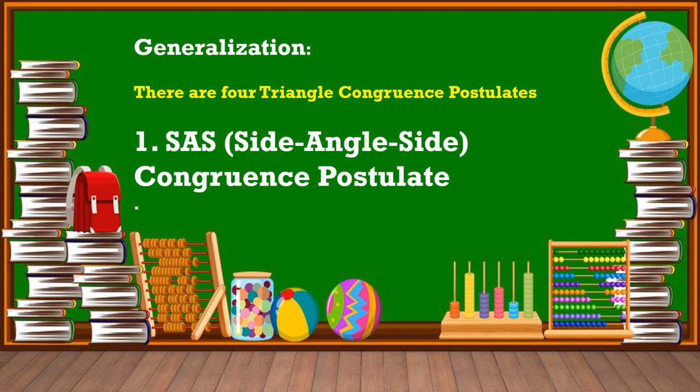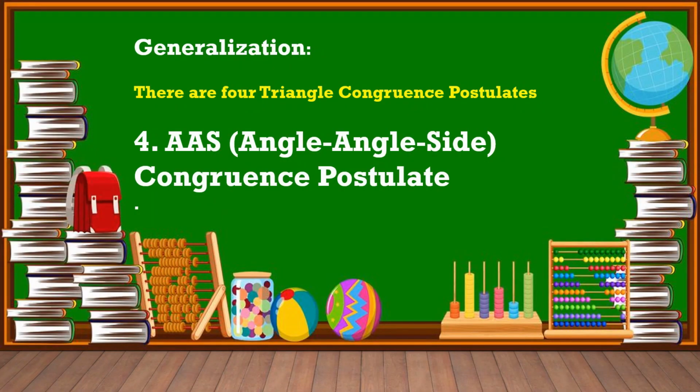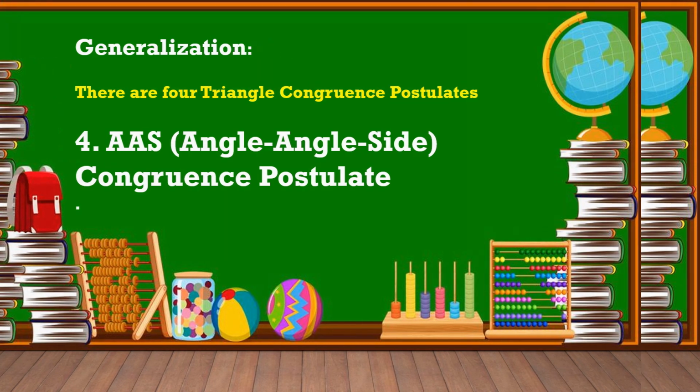One is SAS or side angle side congruence postulate. Second, ASA or angle side angle congruence postulate. Third, SSS or side side side congruence postulate. And the last one is AAS or angle angle side congruence postulate.